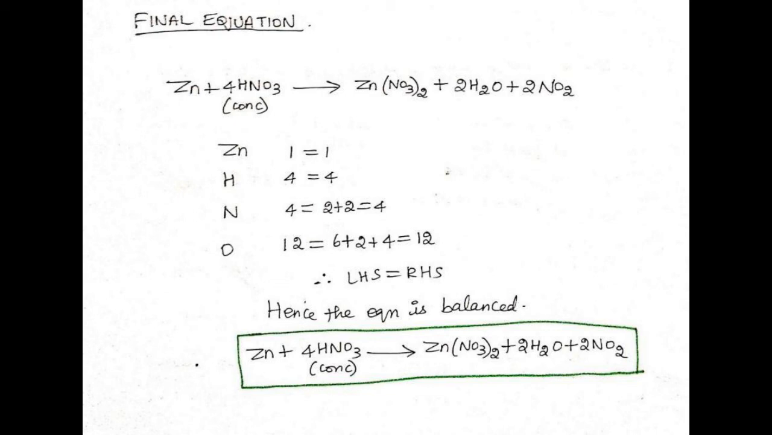So Zn, as we compare the reactant and product side, both are 1, and hydrogen both are 4, and nitrogen in the reactant side is 4, and in the product side it is 2 plus 2, so that is also equal to 4. And oxygen in the reactant side is 12, and in the product side it is 6 plus 2 plus 4, which is also 12. So LHS is equal to RHS. So we have obtained a correct balanced equation.